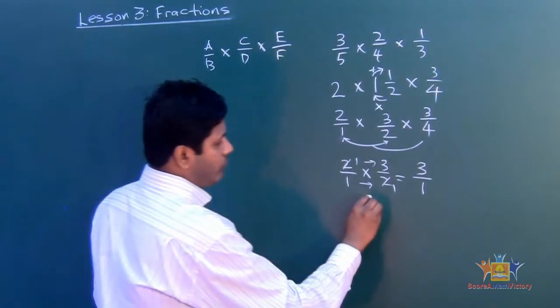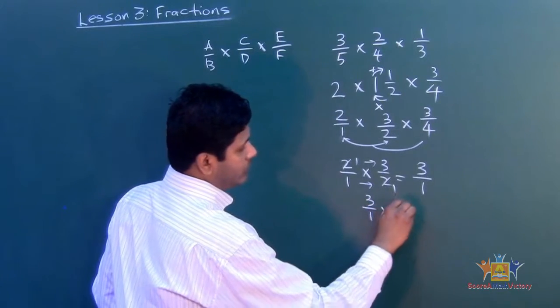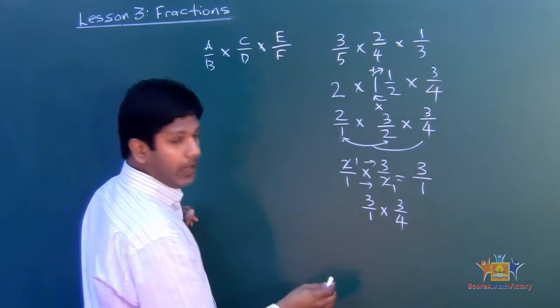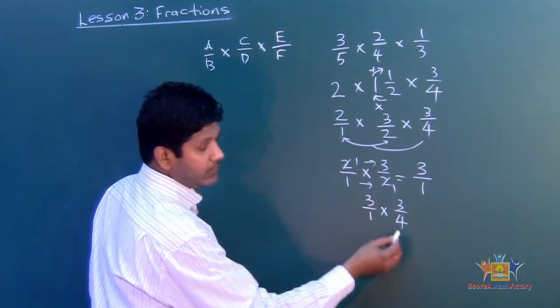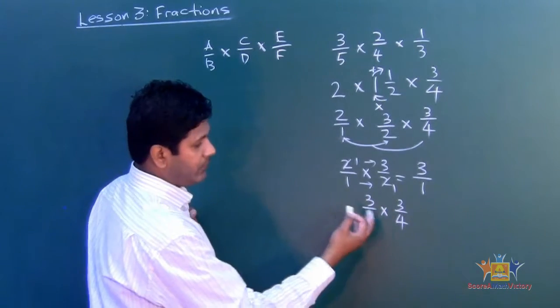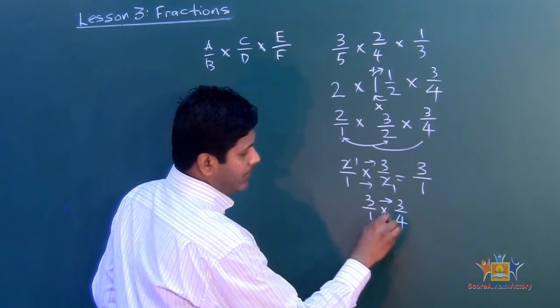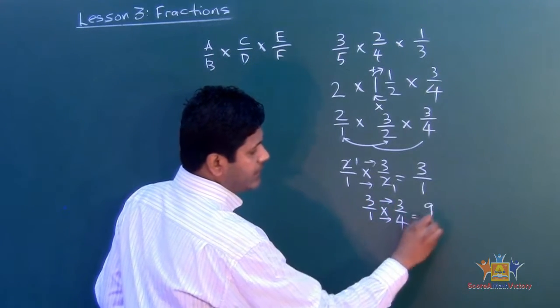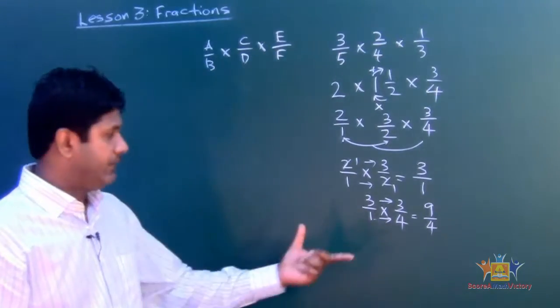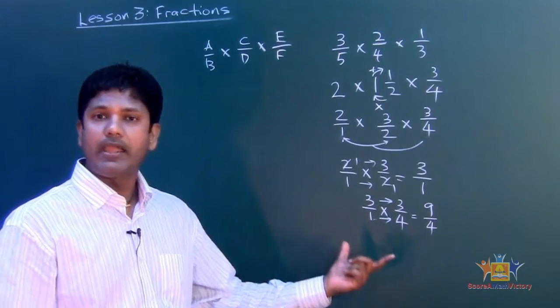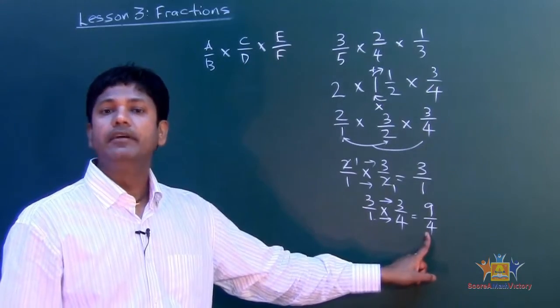I multiply 3 over 1 times 3 over 4. I use the bow tie method. Can I simplify this way, and this way, and this way? None of them can be simplified. Then I apply the double arrow method. 3 times 3 is 9. 1 times 4 is 4. And do I leave the answer like this? No. Why? Because it's an improper fraction.